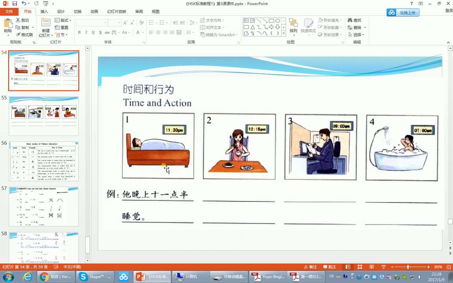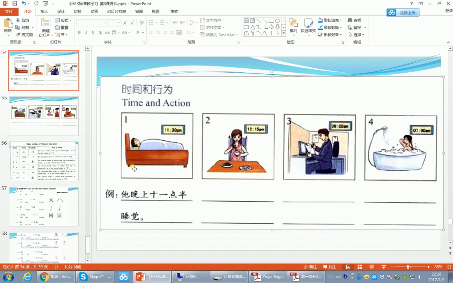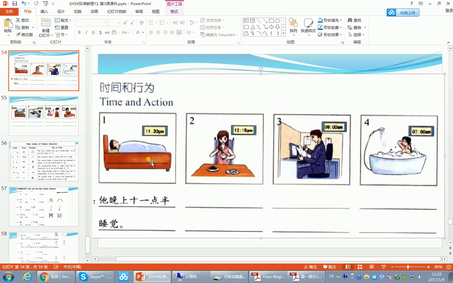Now I give you some pictures. Try to do some exercises. For example, the first one: he sleeps at 11:30 p.m., right? He sleeps at 11:30 p.m. Try to translate into Chinese.